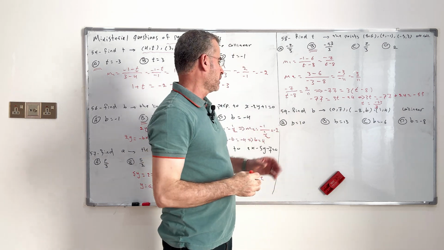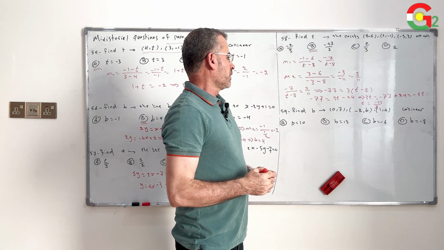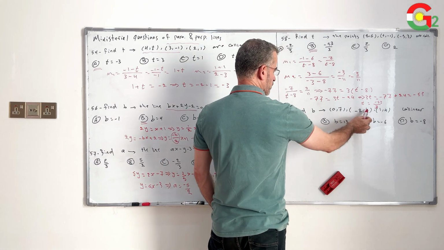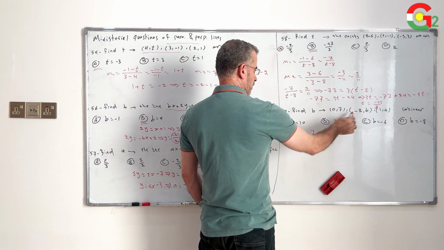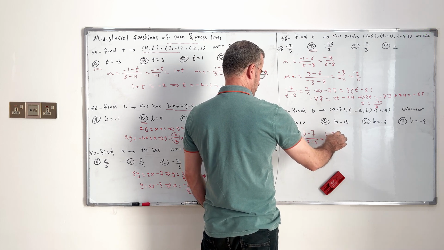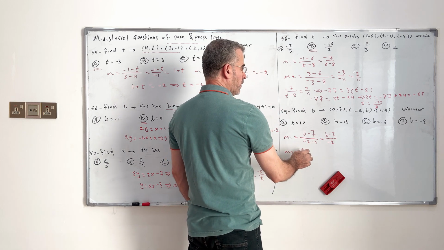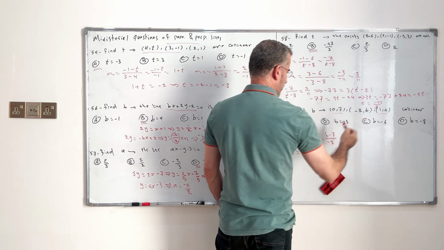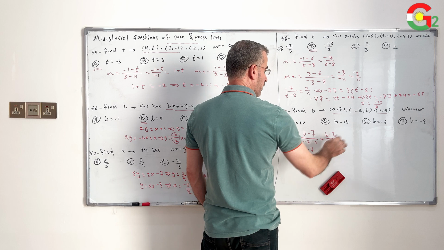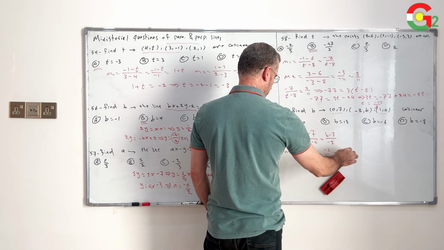Question number 29. Find the value of b where these 3 points are collinear. m1, find the slope for the first 2 points, b minus 7 over -2 minus 0 equal to b minus 7 over -2. The slope of the first and third point is 4 minus 7 over 1 minus 0 equal to -3 over 1 equal to -3.